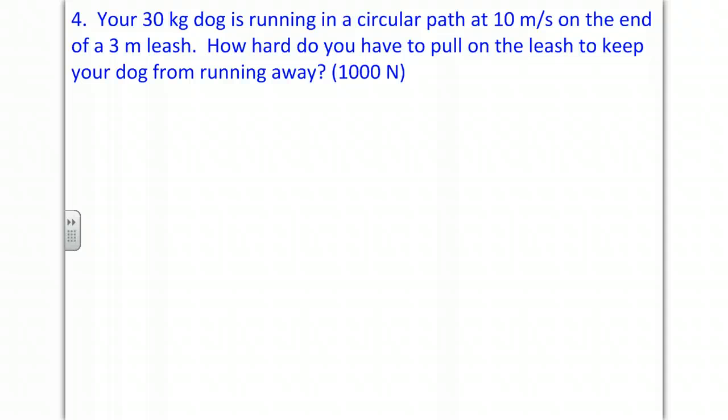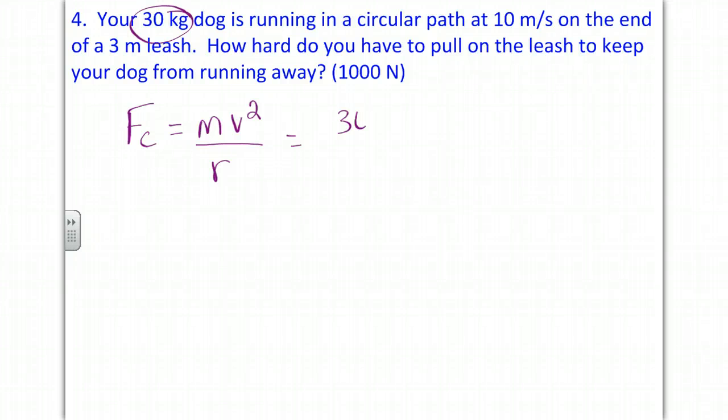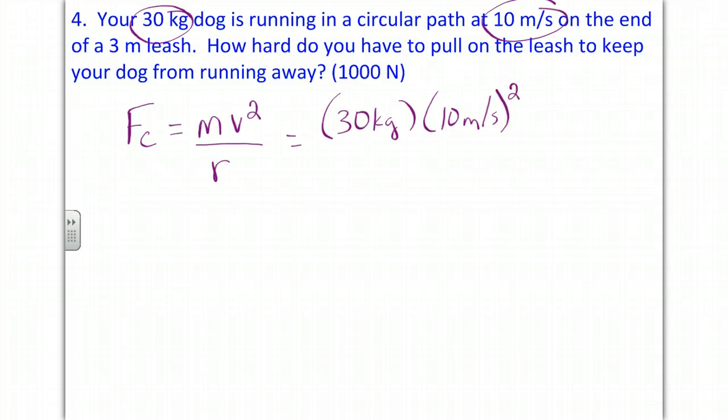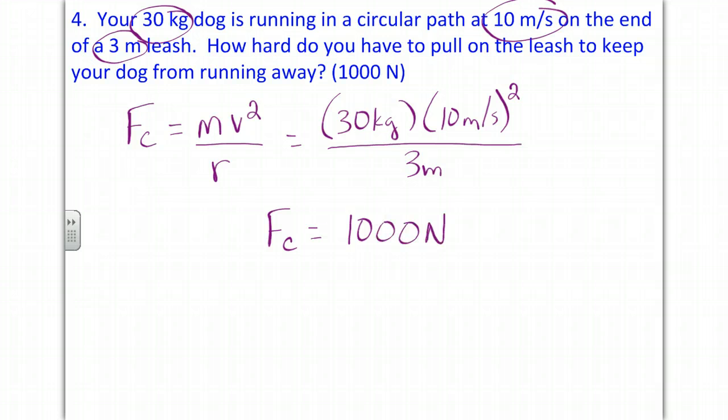Number 4, we want to determine the force needed to pull the leash. And so we're going to use centripetal force equals mass times velocity squared divided by the radius. We're going to use 30 as our mass, 10 meters per second is our velocity, divided by, and 3 meters is our radius. So the centripetal force is equal to 1,000 newtons.